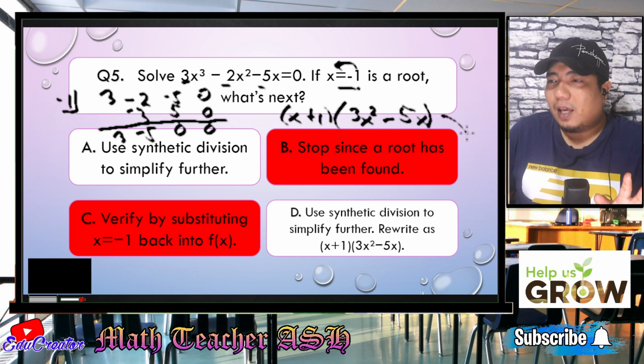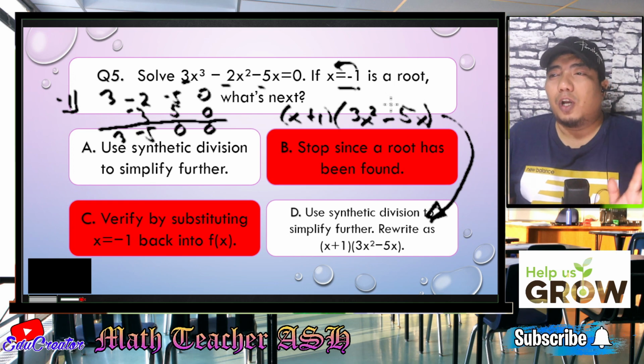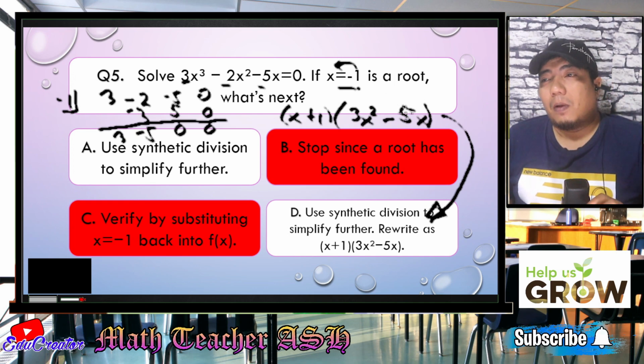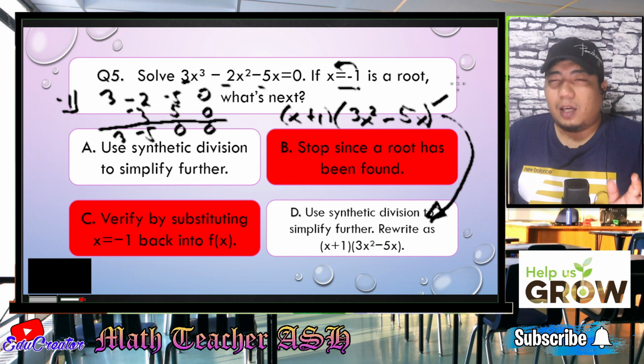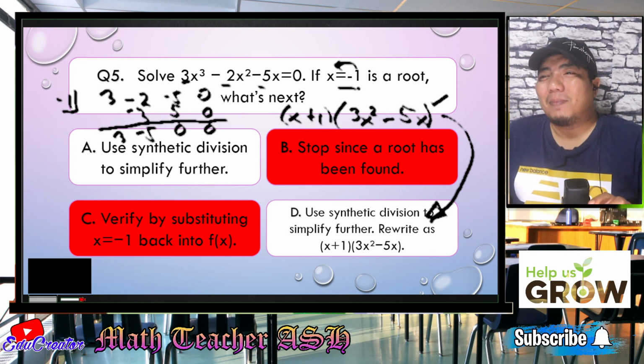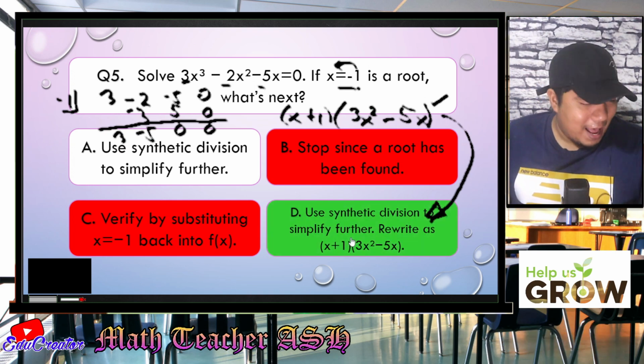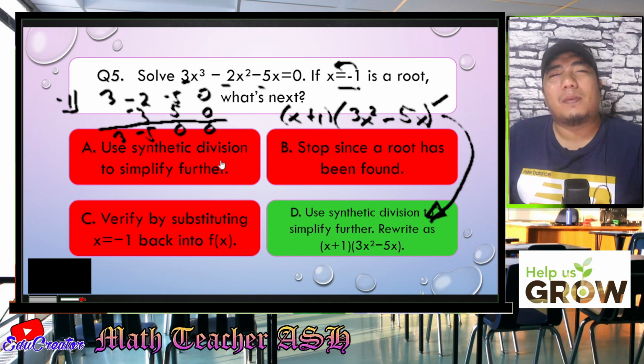So basically, this is just the same as this one. Of course, the next step is to further your synthetic division, or you can use the other way, which is factoring. Right. So basically, my dear math learners, the correct answer is letter D. All right, let's check whether we are correct. All right. Easy, right? Very easy, my dear math learners.